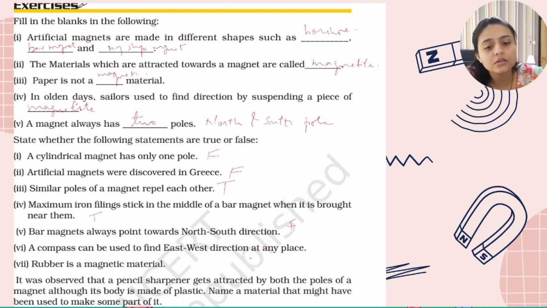False. No, true. A compass can be used to find east-west direction at any place. True. Rubber is a magnetic material. False. It was observed that a pencil sharpener gets attracted by both the poles of a magnet. All its body is made up of plastic. Name a material that might have been used to make some part of it magnetic material.